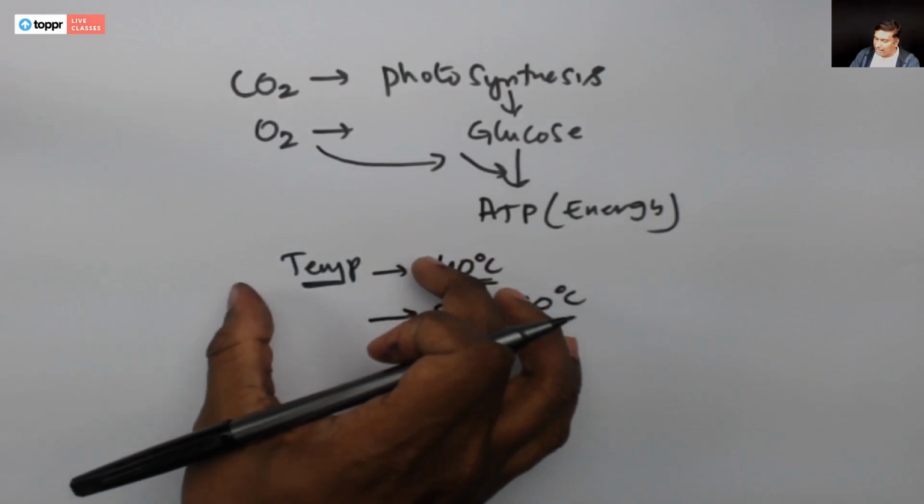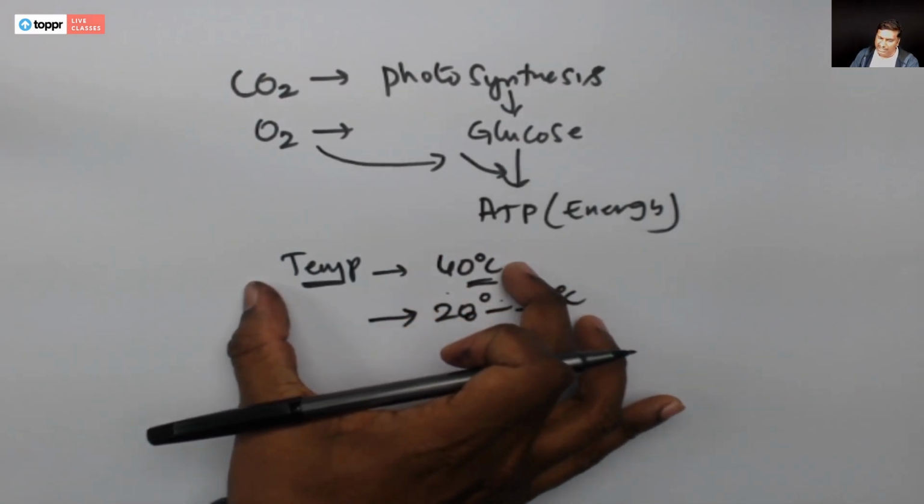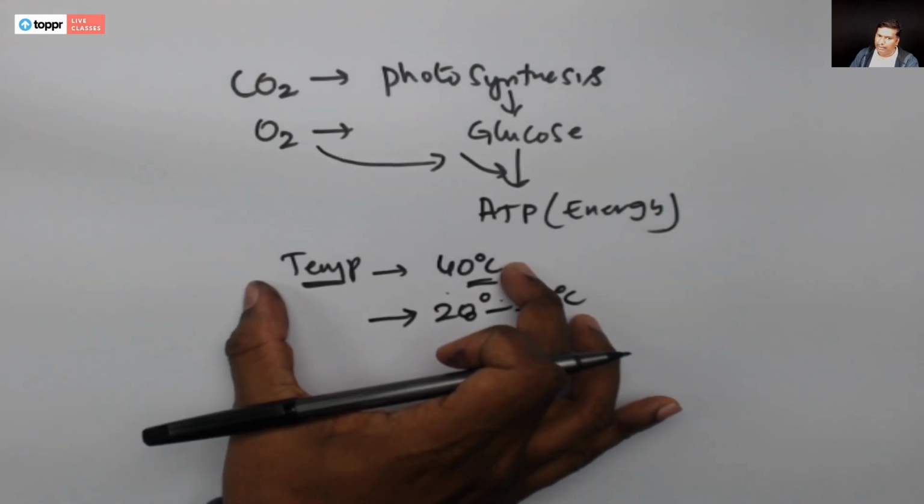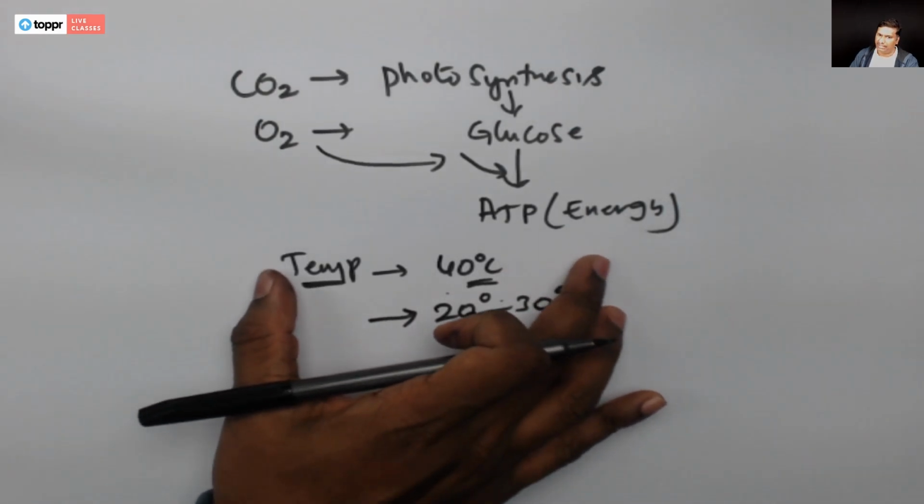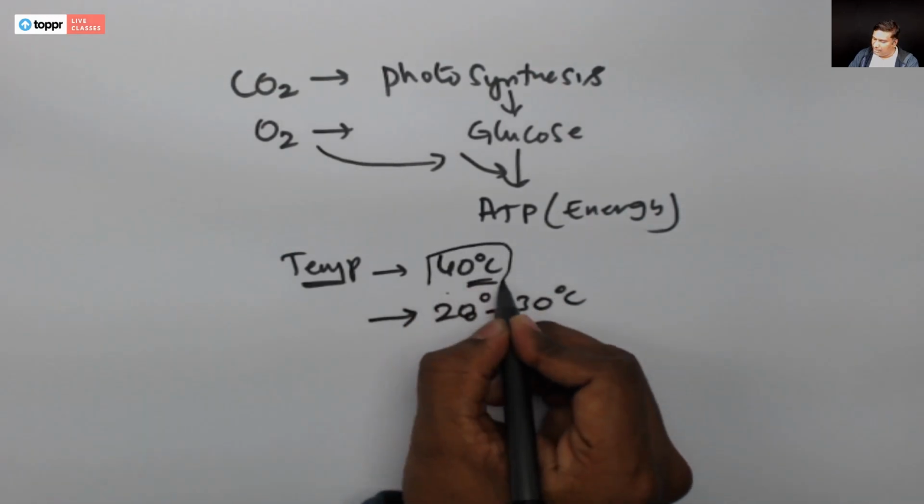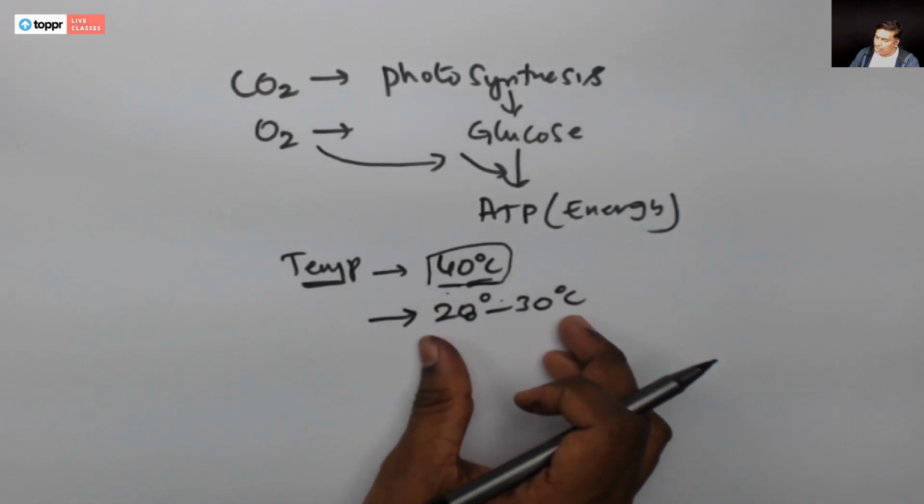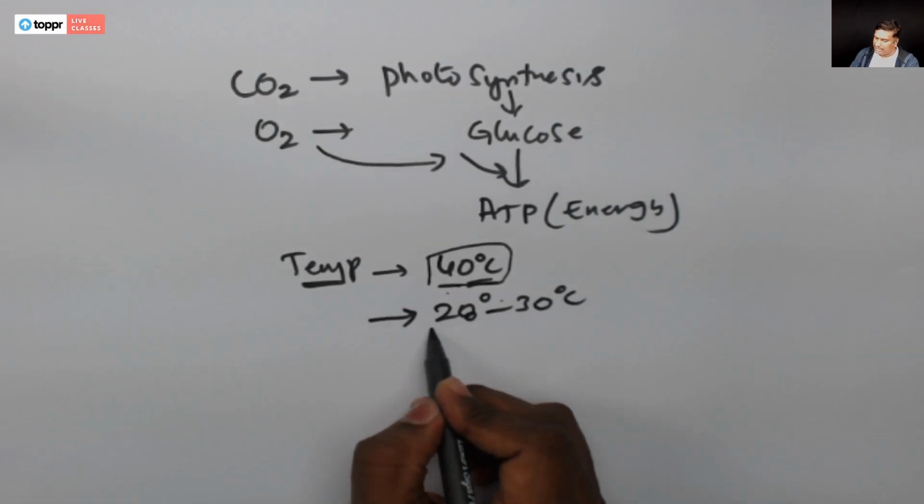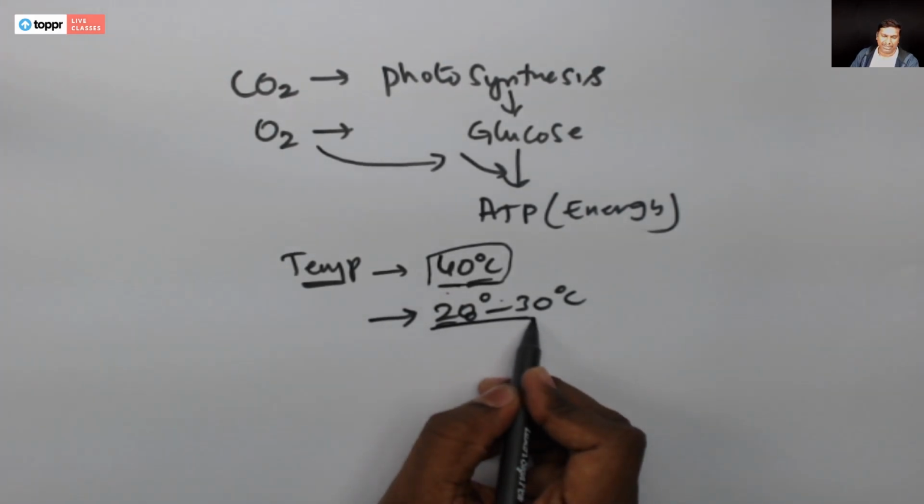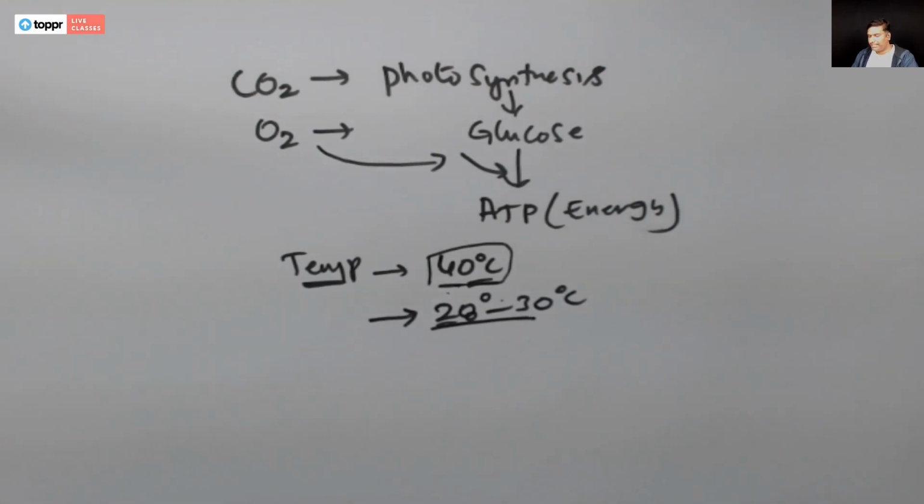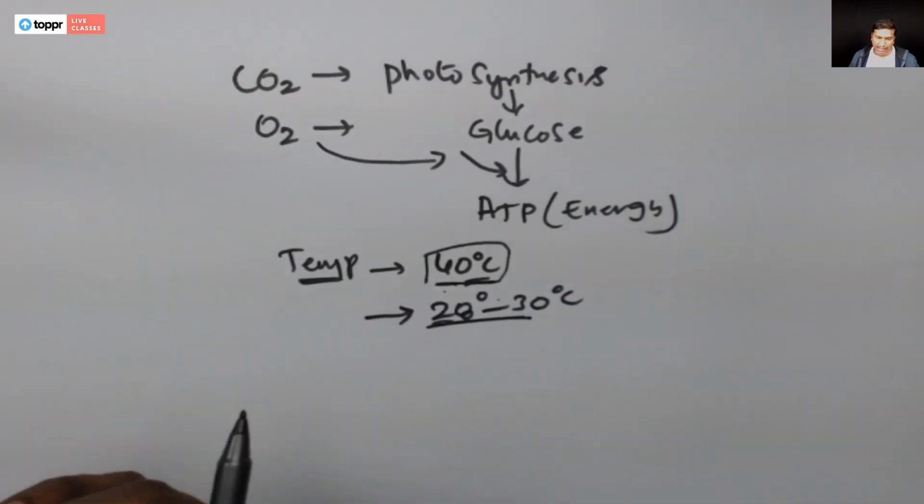Again, this temperature is a factor which is dependent on the region in which the plants are living. These conditions that we are talking about here are for a country like India. So for most plants in India, the optimum temperature is 20 to 30 degrees centigrade. It can be different for other regions.